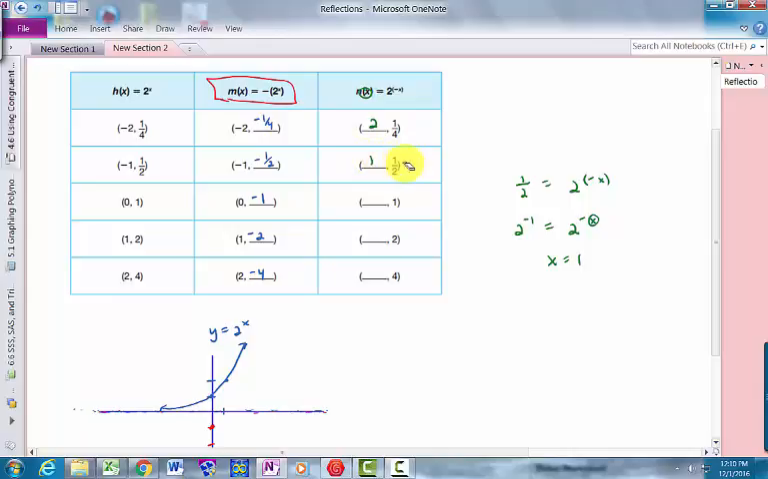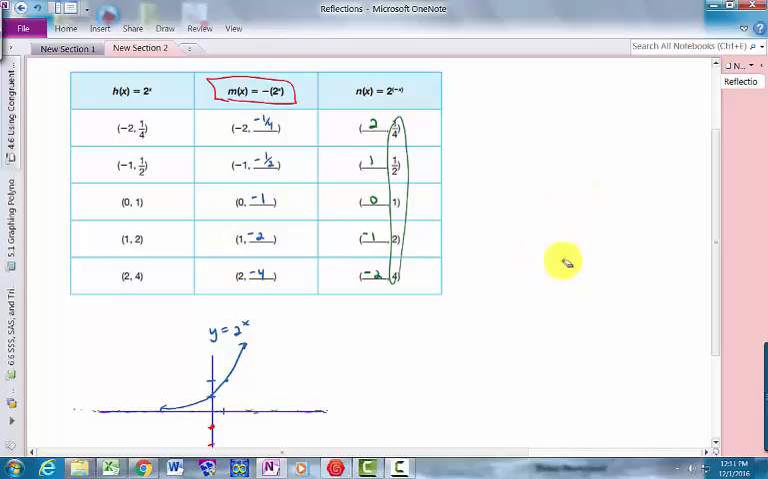Well, if you notice what has changed from the original parent function over to this new function here on the right, is that the x values have just changed to their opposites. So this one was a negative 1, now it's a 1. This is a 0, the opposite of 0 is just still 0. This one was a 1, it's going to become a negative 1. This one is a 2, it's going to become a negative 2. So essentially, in order to achieve the same y values, we had to flip the x value to its opposite.